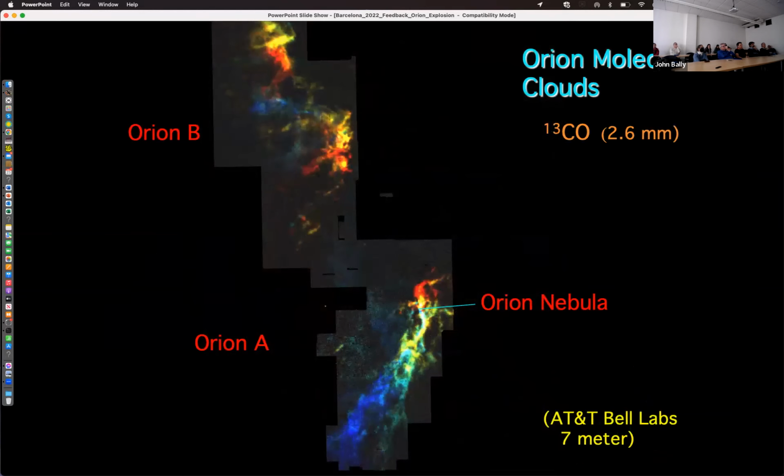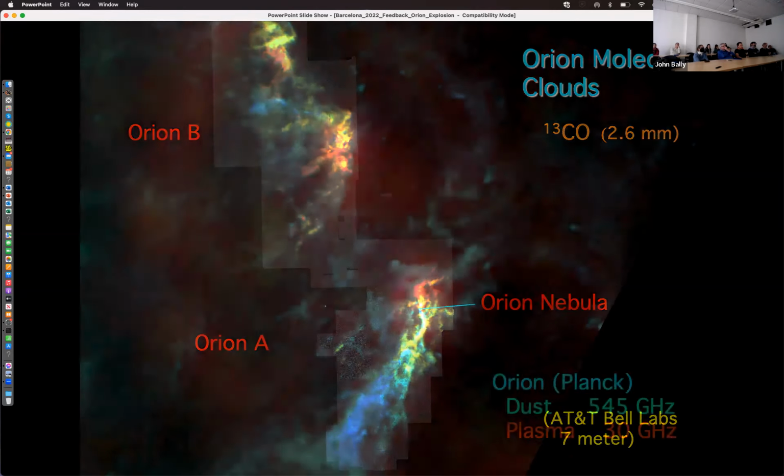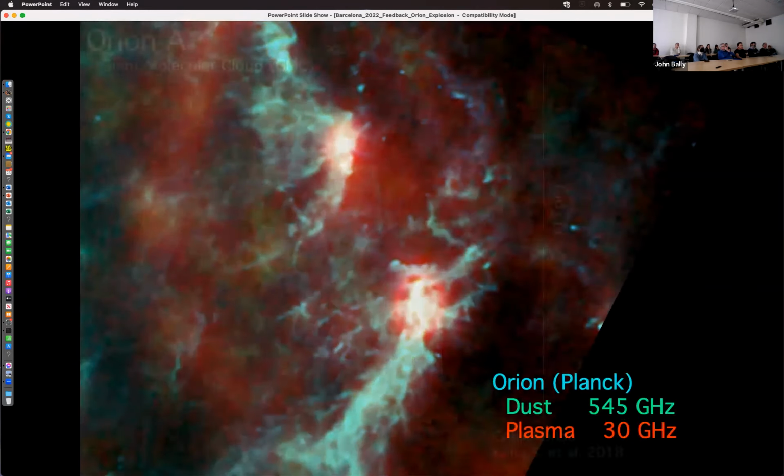And then zoom in, this is my ancient map, made in 1987, Bell Labs, 7-meter antenna. You see the kinematics, redshifted, blueshifted. Notice that this looks like a giant comet. And the integral-shaped filament is the most compressed part. It's the part facing the oldest subgroup of Orion, where all the momentum injection happens. So I think this whole region is shaped by that feedback from massive stars over the last 10 million years or so. Okay, and this is again the Planck image.